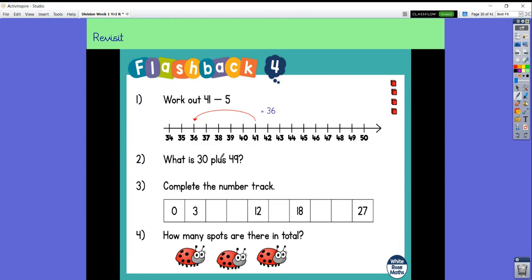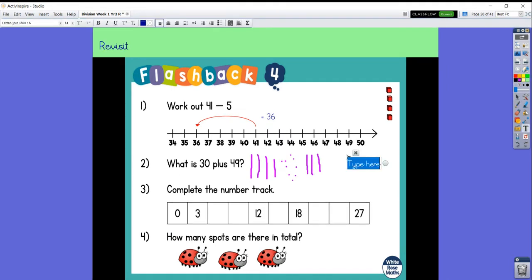Okay, let's look at this. 30 plus 49. I'm actually going to start with 49. 1, 2, 3, 4. 1, 2, 3, 4, 5, 6, 7, 8, 9. And I'm going to add on my 30, which is 3 tens. So I've got 7 tens now, which is 70, 71, 72, 73, 74, 75, 76, 77, 78, 79. So 30 plus 49 is 79.